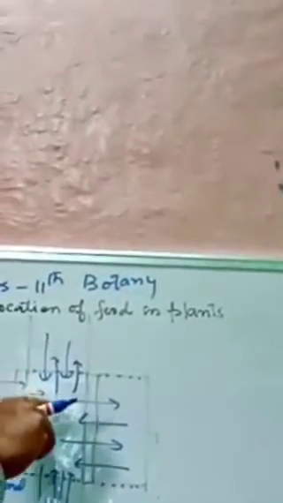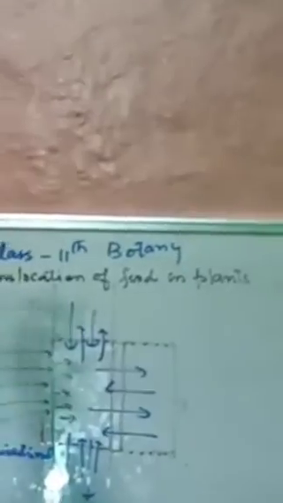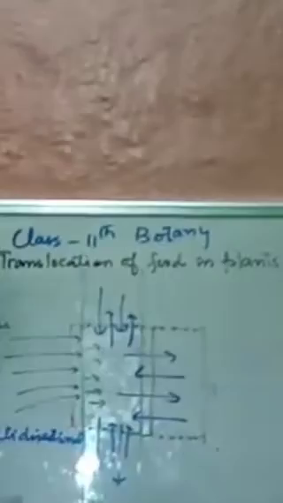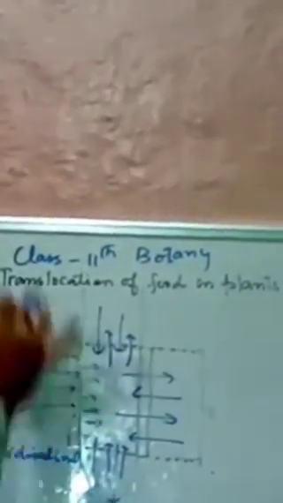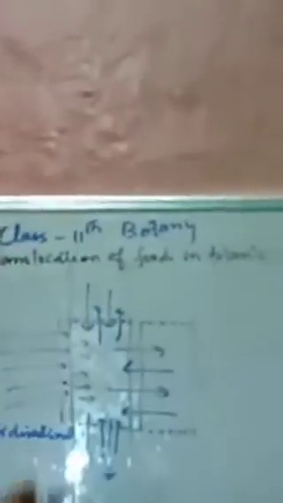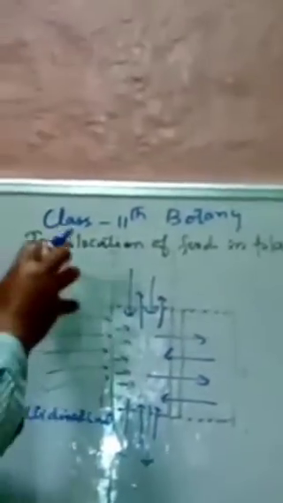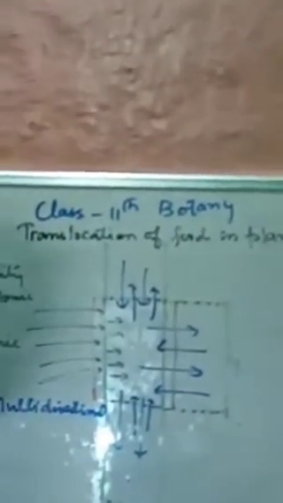Food moves from the higher pressure gradient to the lower pressure gradient, and this is the topic we have studied, the translocation of food. That is simply the mass flow hypothesis, which plays an important role in the translocation of food in the plant. And this was all about the transportation of water and translocation of food in plants. And this completes this transportation.